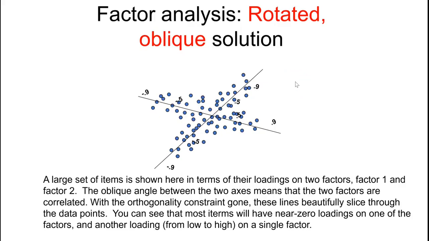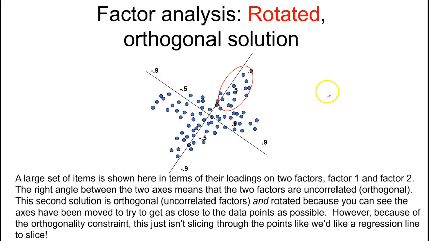So let's take a look at some rotations. Here's a rotated solution. You'll see that the axes are still completely orthogonal. They're still at right angles to each other, but they've been rotated. None of the dots have moved at all. In fact, you can see that, right? The dots have not moved. Just the orientation of the factor axes has moved.